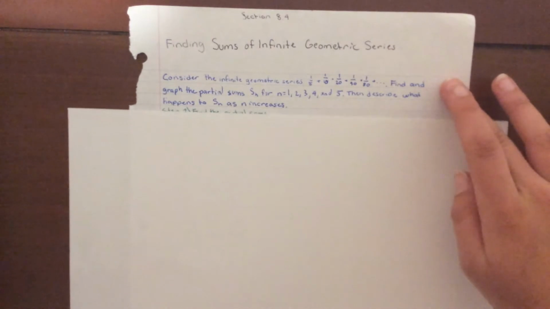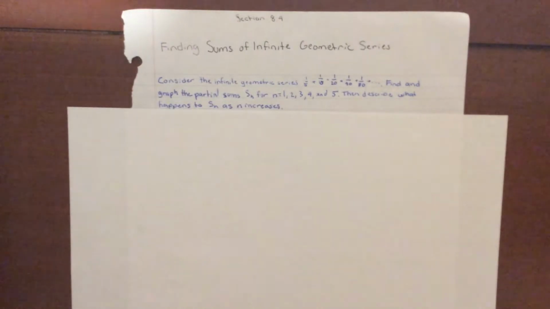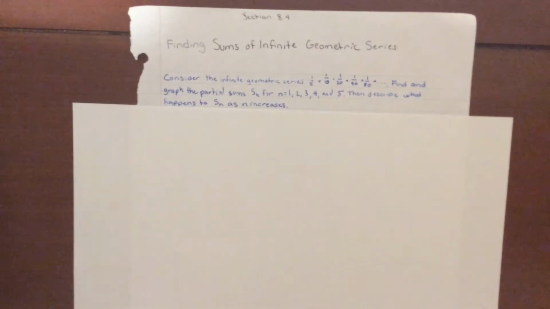So our first problem is consider the infinite geometric series 1 over 5 plus 1 over 10 plus 1 over 20 plus 1 over 40 plus 1 over 80 plus the function continues. Find and graph the partial sums Sn for n equals 1, 2, 3, 4, and 5. Then describe what happens to Sn as n increases. So this requires a few steps.